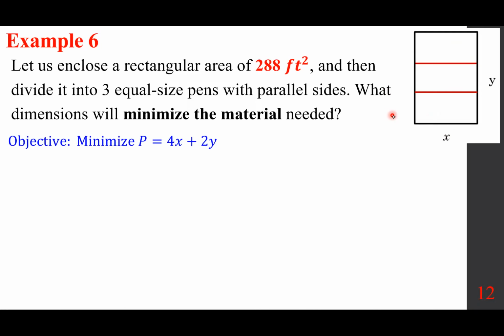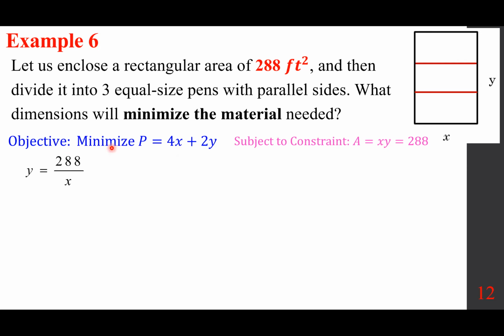What is the limiting factor? The area must be 288 square feet. And we know the area is the width x times the length y. So area is x times y equals 288. So this is in essence a translation of the question. Again, the objective function has two variables. So we go to the constraint and we solve for y, which becomes 288 over x.